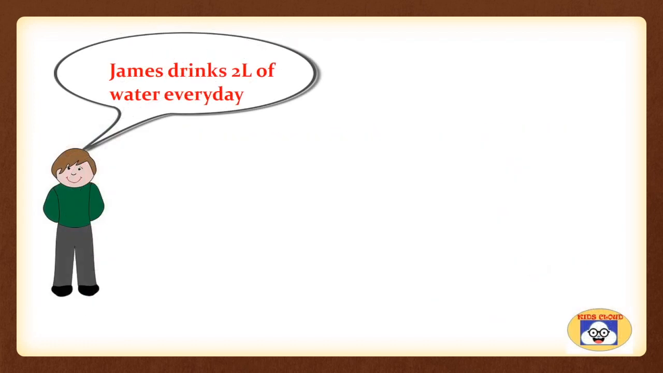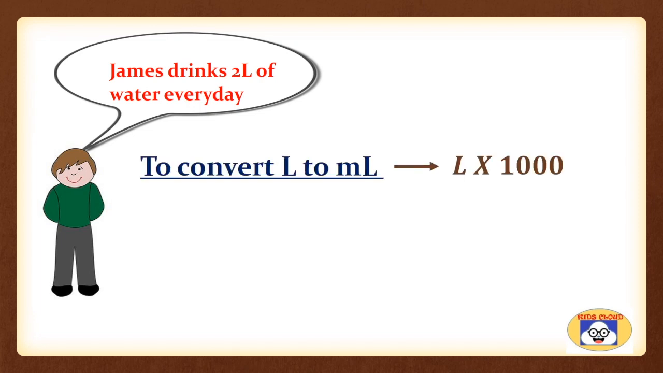Here is another example. James drinks 2 liters of water every day. Can you answer how much ml of water he drinks daily? To convert liter to milliliter, we have to multiply the liter value by 1000. So, 2 multiplied by 1000 gives you the answer, 2000 ml.